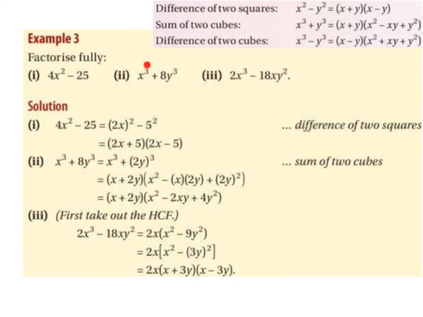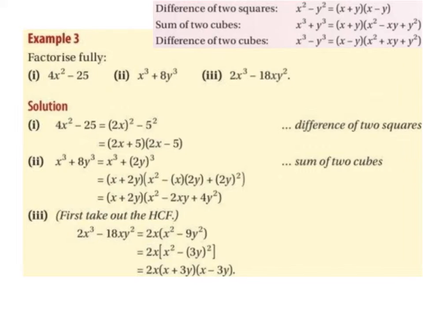Okay, in number 2 we have x cubed plus 8y cubed. So it can only be the sum of two cubes because we have a plus sign in between them. But let's just check, is each term a cube term? So x cubed is definitely a cube. And 8 is a cube because 2 by 2 by 2 is 8. So 2 cubed is 8. And y cubed is definitely a cube. So yes, we can use the sum of two cubes.